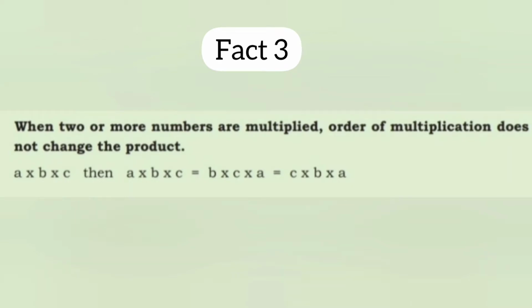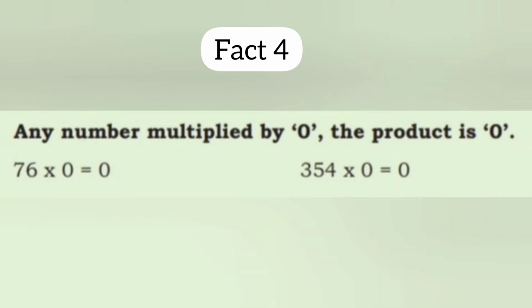Here's the fourth fact. Any number multiplied by 0, the product is 0. We know that, right? We've seen it earlier. That means if you take a number, for example, 76 and multiply it with 0, the product is 0. In the same way, take another example, 354 into 0, the answer is 0. Let's look at the fifth fact.